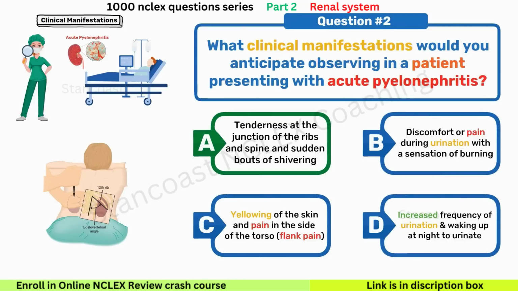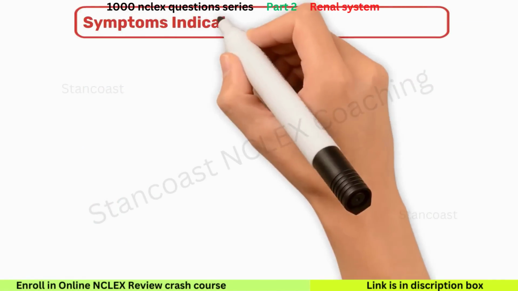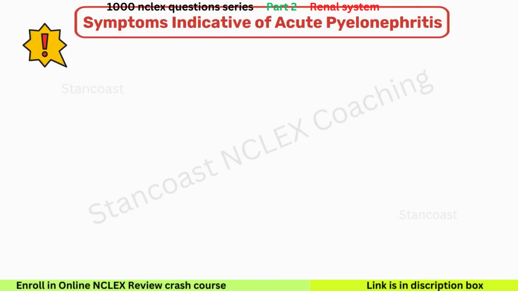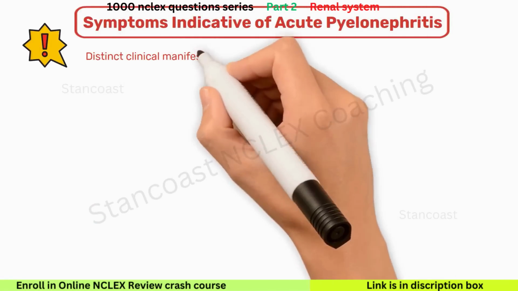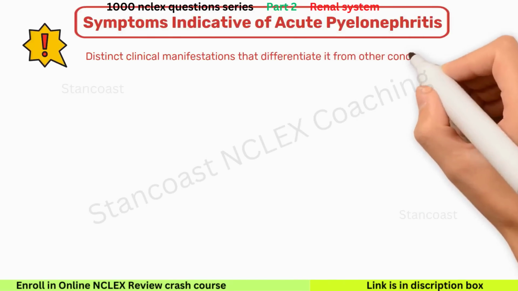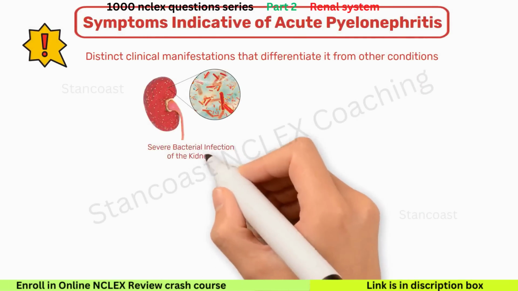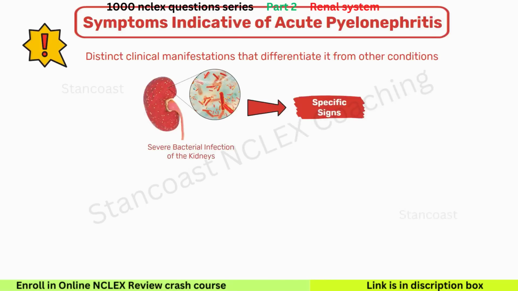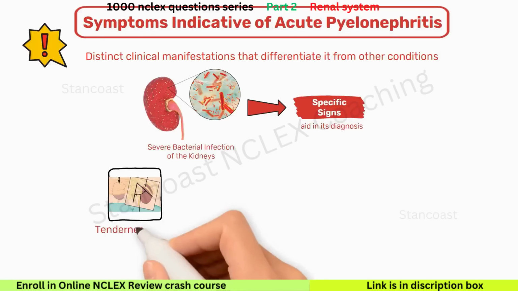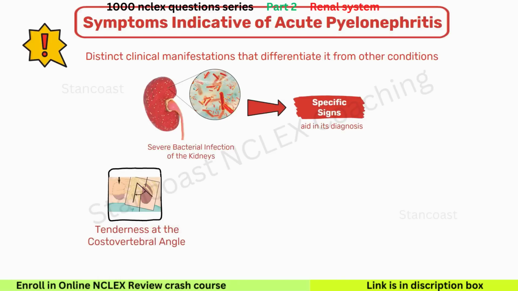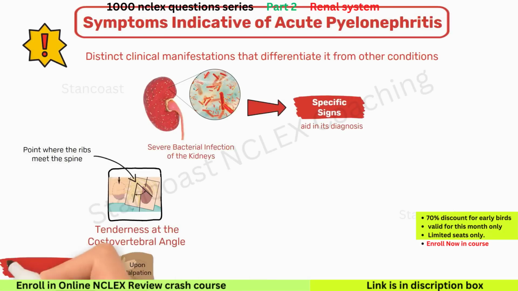shivering or chills. When considering the symptoms indicative of acute pyelonephritis, it's crucial to discern the distinct clinical manifestations that differentiate it from other conditions. Acute pyelonephritis, a severe bacterial infection of the kidneys, often presents with specific signs that aid in its diagnosis. One hallmark symptom is tenderness at the costovertebral angle, which refers to the point where the ribs meet the spine. This tenderness is typically elicited upon palpation and is indicative of inflammation and irritation in the kidneys.